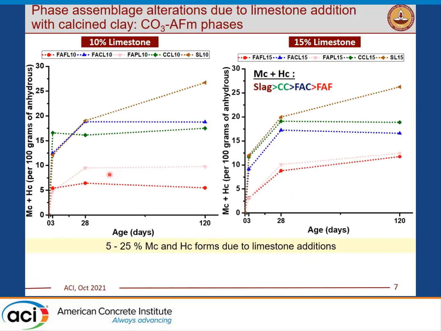So, trying to set what is the kind of interaction we look at between just clay and clay-limestone combinations. So these are ternary systems with 10% and 15% limestone. We see about 5 to 25% of these carboaluminate-based AFm phases can form in the systems. Clays, along with slag and the calcareous fly ashes, had a higher amount of carboaluminates with both limestone dosages compared to the siliceous fly ash.